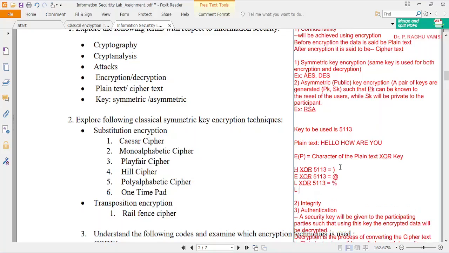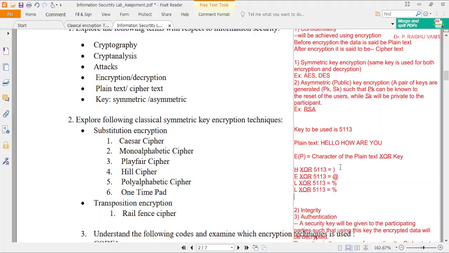Hello, L XOR 5113. O XOR 5113 is equal to some symbol. Now these particular characters will be sent over the communication channel. So while in transit, if anyone spoofs this data, they cannot understand it. They will see it only as symbols, or some junk characters. They cannot get the original data.